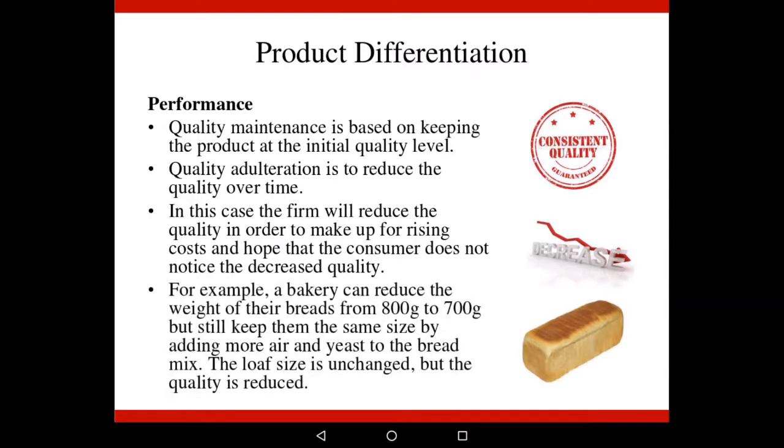For example, a bakery can reduce the weight of their breads from 800 grams to 700 grams by putting in less ingredients. All they need to do is add a bit more air and yeast, and then it looks like the same size, but actually there's less substance in the bread. But they can sell it at the same price. Okay? This is also known as a hidden price increase.